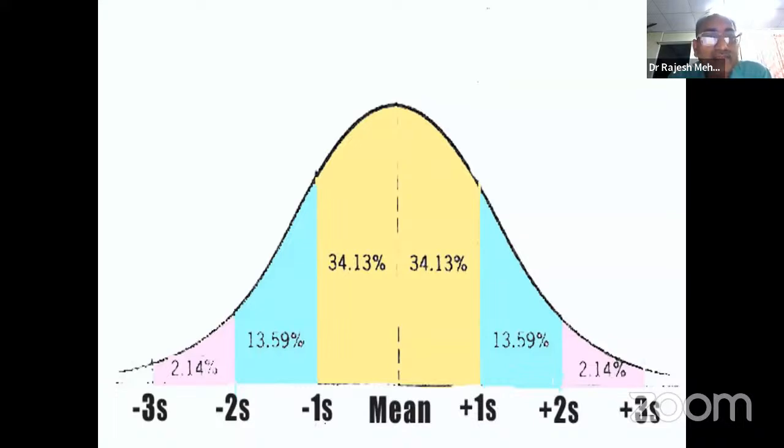Anyone? Unfortunately, everyone is muted in the meeting. So 80 to 85. How many children? It is 13.59, something like 14%. So 14% of 200 means 28, right?